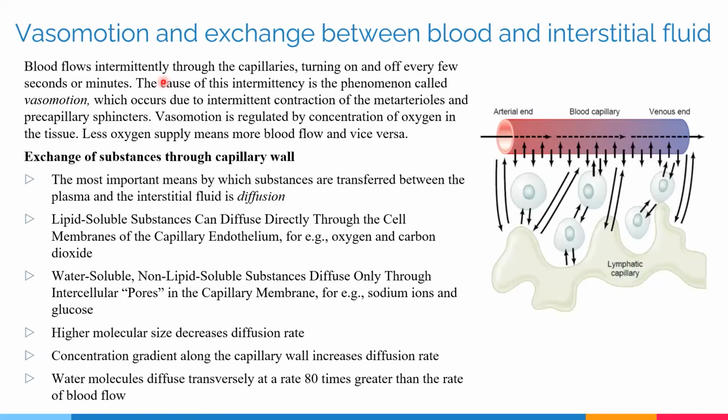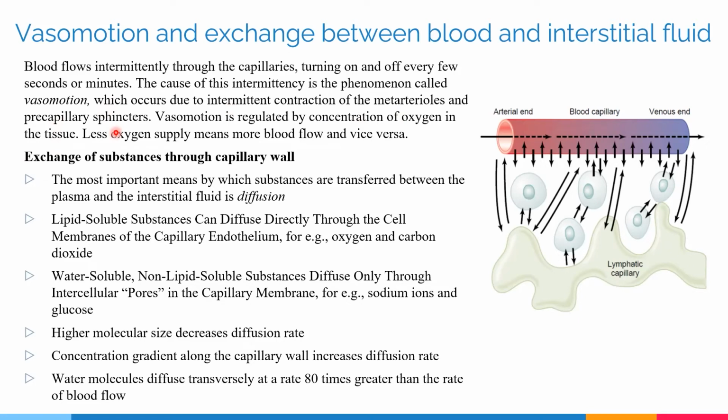Next, we move on to vasomotion and exchange between blood and interstitial fluid. Blood flows intermittently through the capillaries, turning on and off every few seconds or minutes. This turning on and off, as we have just looked into, depends on the need of the particular tissue. The cause of the intermittency is known as vasomotion, which occurs due to intermittent contraction of the meta-arterioles and precapillary sphincters.